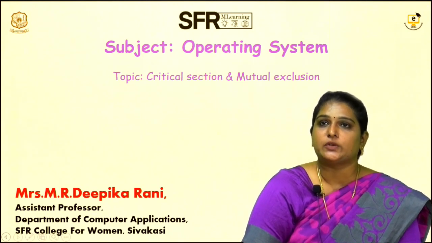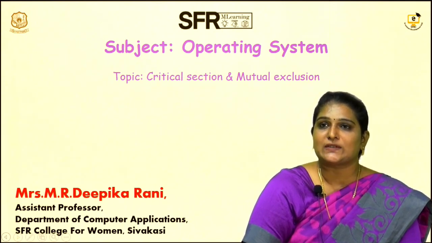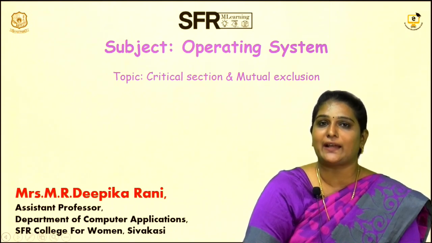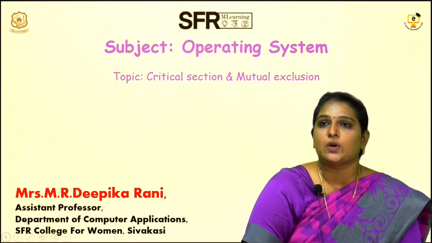Today I am going to discuss the topic critical section and mutual exclusion in operating system. In concurrent programming, multiple processes use shared resources. They work at the same time. They use shared resources like printers, files, variables, memory, etc. In order to give safety for the shared resources, we must know the concept of critical section and mutual exclusion.